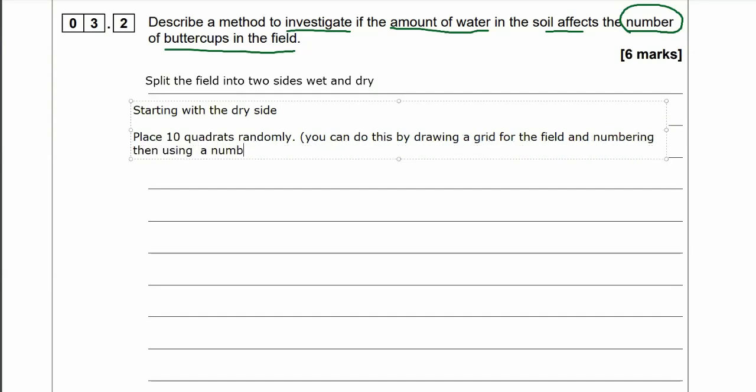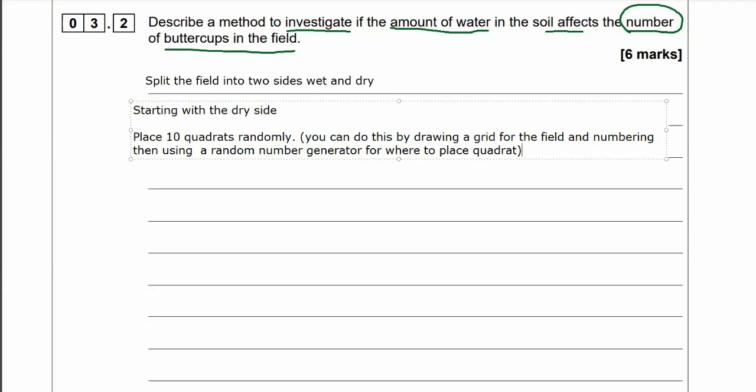And of course, if you're ever asked why we do random sampling when estimating populations or in ecology, it's to avoid bias. So we don't want these students to pick an area of the field that's nice and sunny or an area that they want to go to.